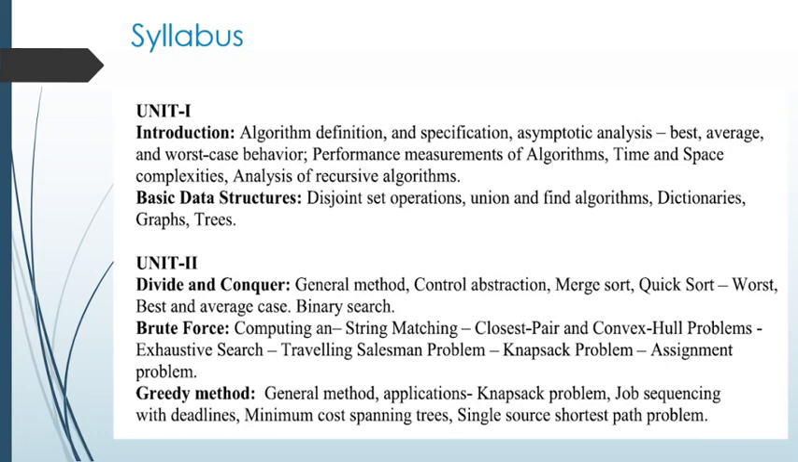So there is the knapsack problem, and we are going to see job sequencing with deadline. We are giving the job, and along with that we are giving the deadline also, and we are going to see the minimum cost spanning tree, and the single source shortest path problem. So these are the things in unit 2, and this is a very, very important unit: divide and conquer, brute force and greedy method. This is present in the second unit.